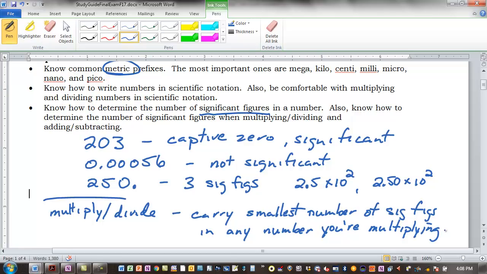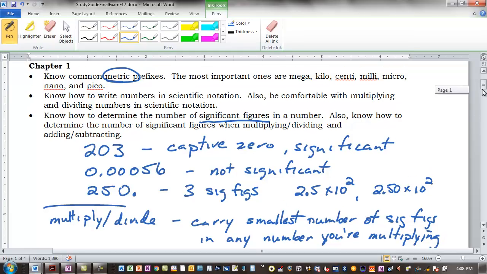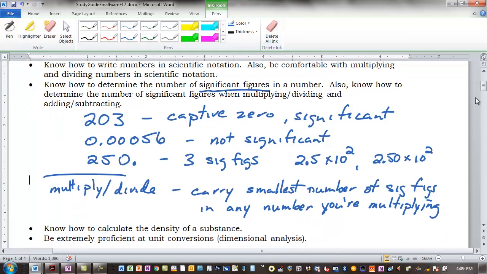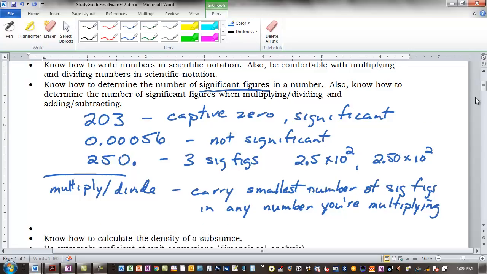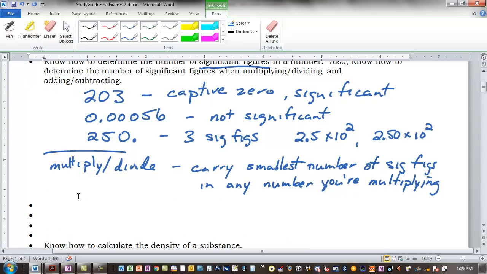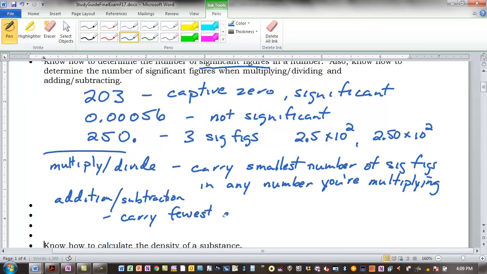Okay, so the fewest number of digits in any of the numbers you're multiplying. Okay, so that's pretty straightforward. Addition and subtraction is a little bit trickier. And what do we do with that? Okay, so the fewest digits, so addition, subtraction: carry the fewest digits after the decimal point.